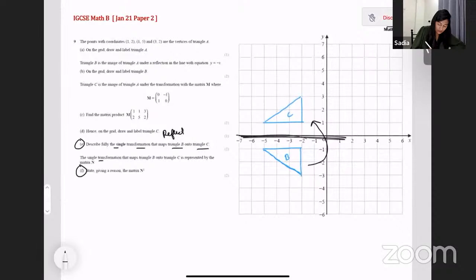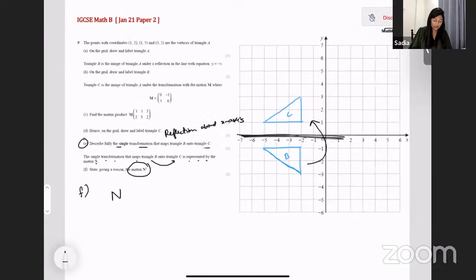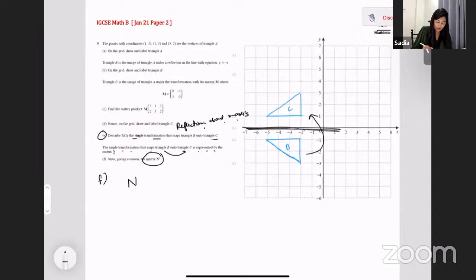Reflection about x-axis. So that's part E. For part F, they are saying that the single transformation that maps B to C is represented by n. Find the matrix n square. So this is a little bit tricky. You can actually use the detailed version. The detailed version is like this. Reflection about x-axis, right? So n square is what? n, right? So matrix n into matrix n, and reflection about x-axis.